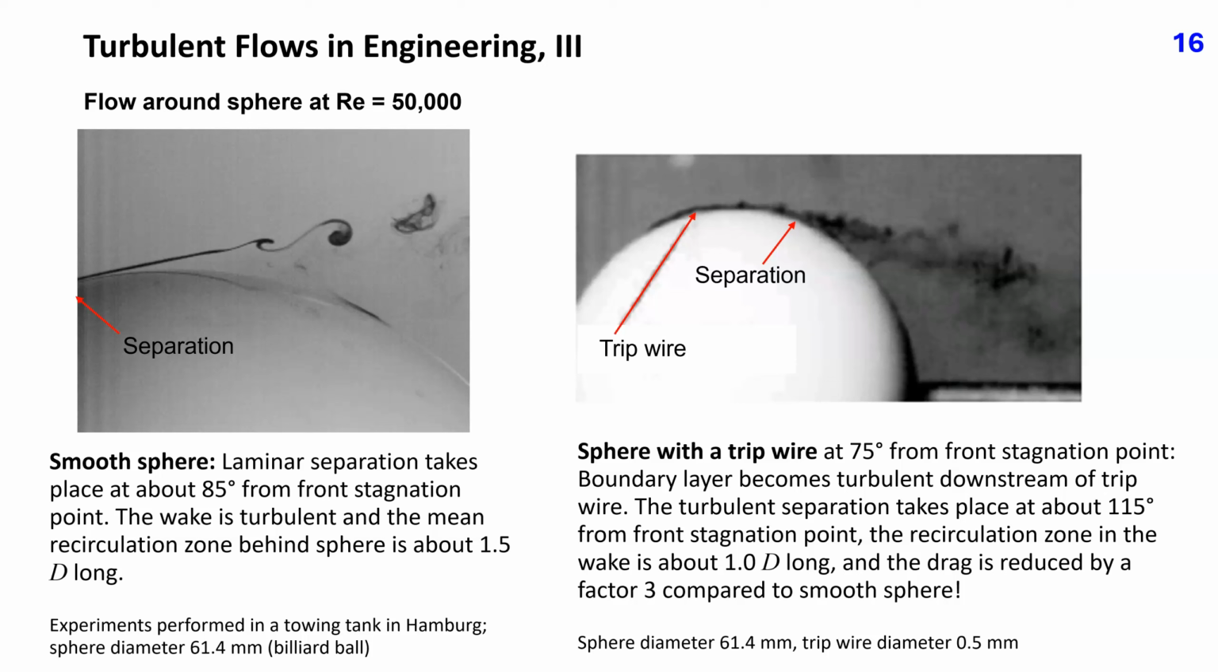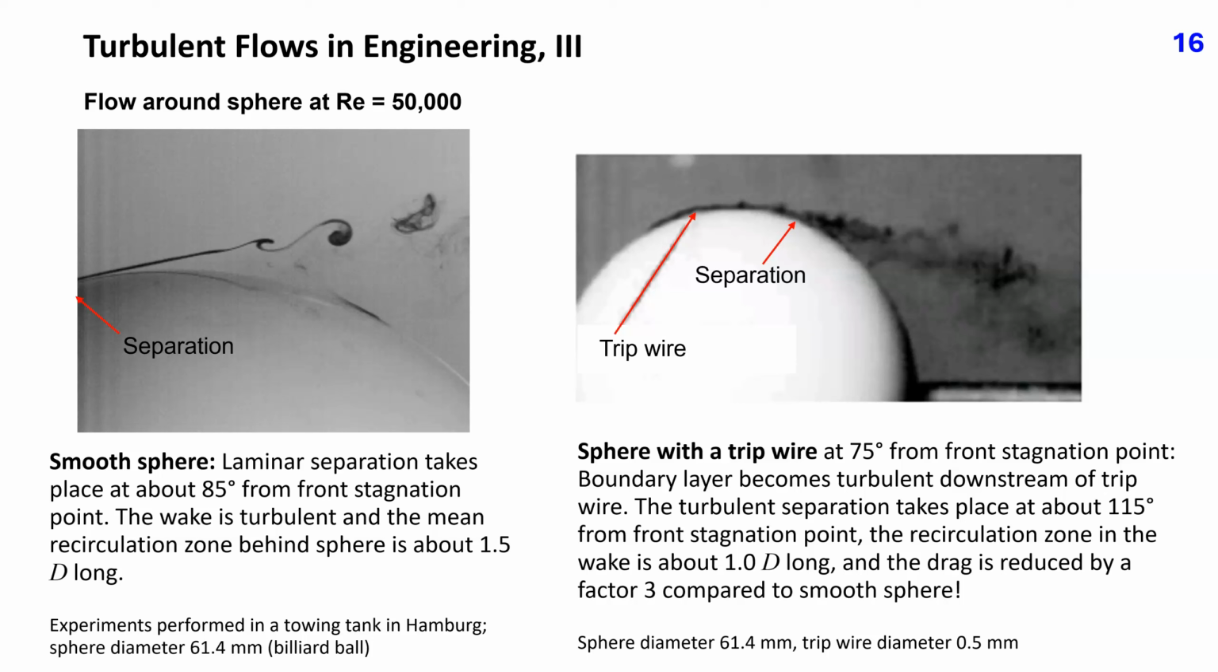The ink injected through two holes shows a laminar separation at 85 degrees from the front stagnation point in the case of a smooth sphere, with a typical Kelvin-Helmholtz instability of the shear layer and a turbulent wake. The recirculation zone behind the sphere is about 1.5 sphere diameters long. In the case of a sphere with a trip wire, the flow separates from the wire top and a small recirculation zone is formed. See lecture 31 for details from LES simulation.